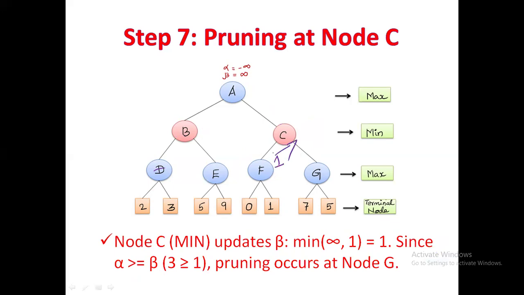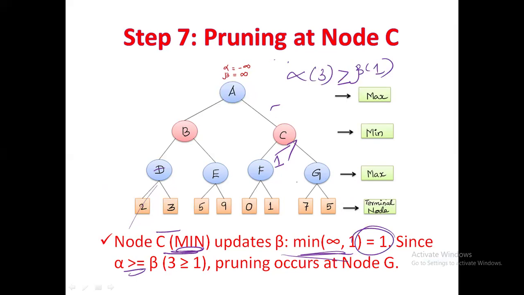Now we have to check pruning at C. Node C is a minimum node, and beta is updated to the minimum of alpha comma 1. What is the minimum value? 1 will be selected. Here, alpha of 3 is greater than or equal to beta of 1. That is, alpha of 3 is greater than or equal to beta of 1 at node C, so pruning occurs.